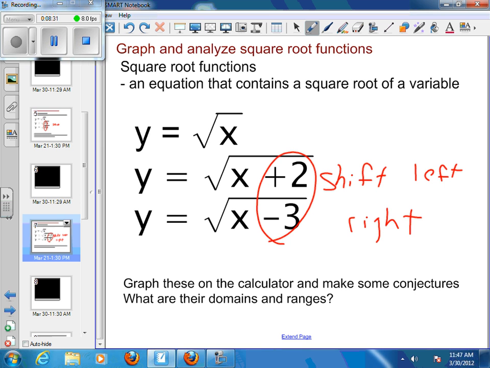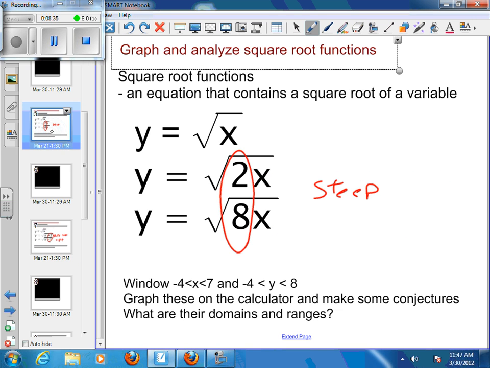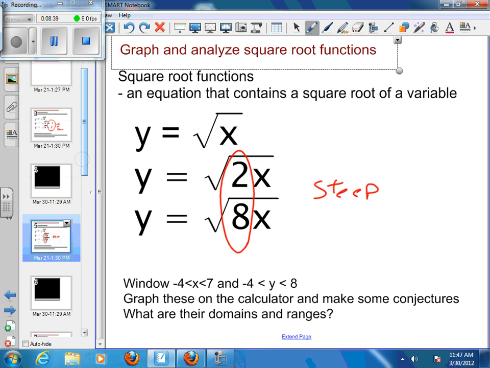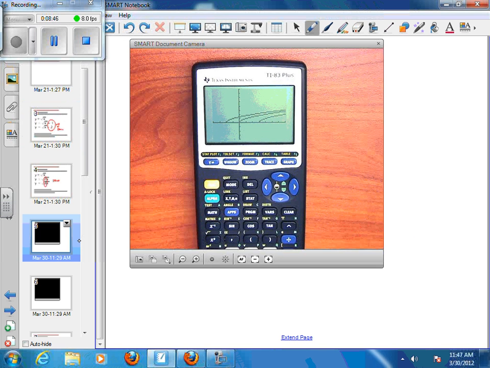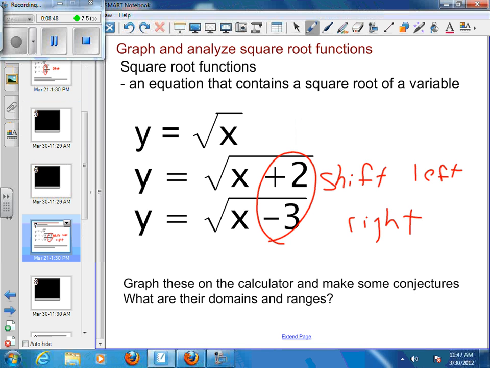So we're starting to look at equations and what parts of them do. So if we have a number being multiplied by our x inside our radical, it's making it steeper. If we are adding or subtracting outside the radical, we are moving up and down. And if we are adding and subtracting inside the radical, we are shifting left and right.